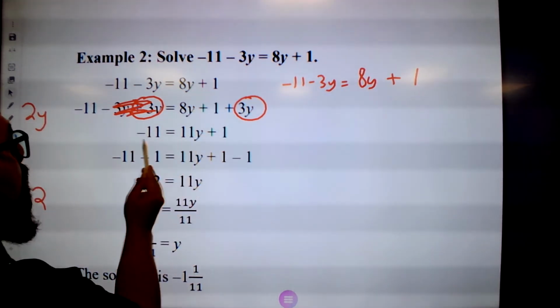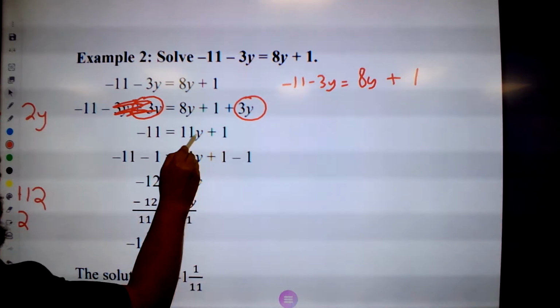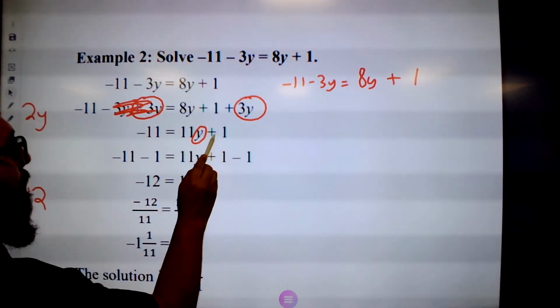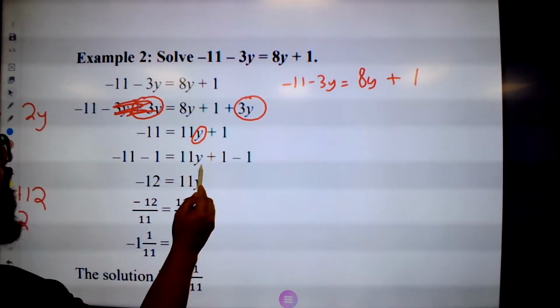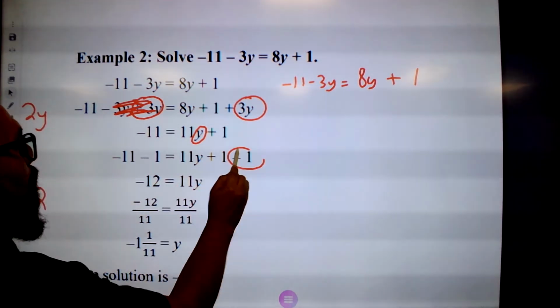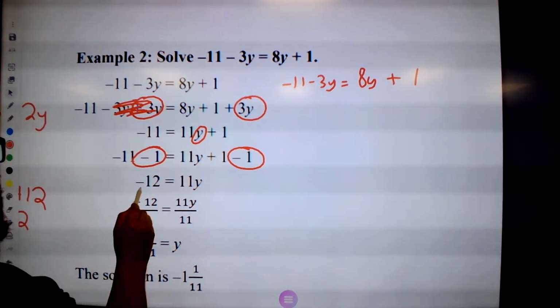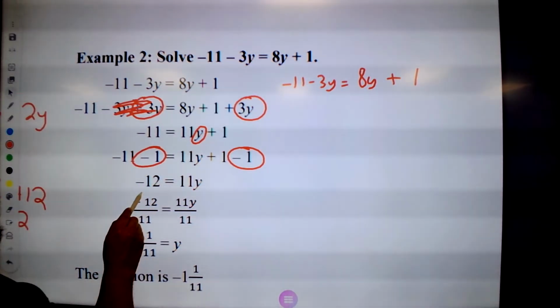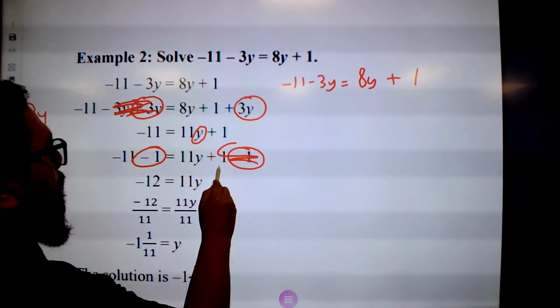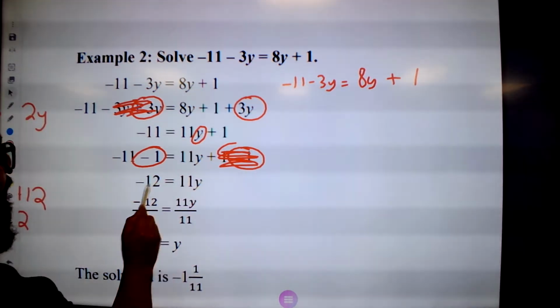And then after that, you have to get y by itself, so you have to get rid of this guy. To get rid of it, you have to subtract it. So subtract 1 from both sides. Here's the 1, here's the 1. Now this becomes negative 11 minus 1, which is negative 12 here. And this becomes 0. This is gone.